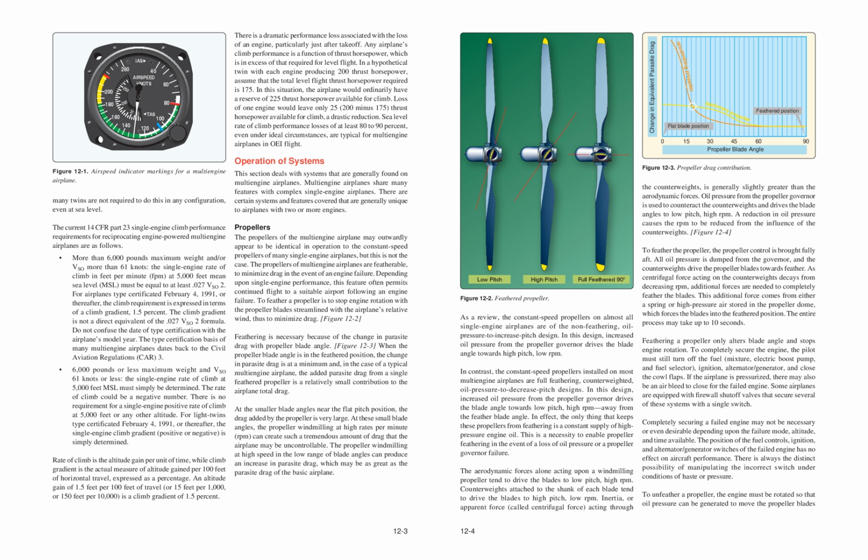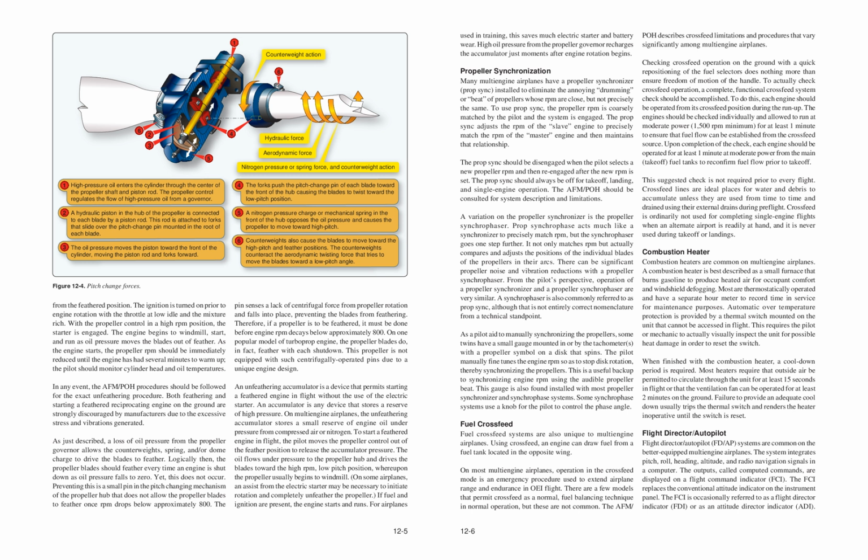Counterweights attached to the shank of each blade tend to drive the blades to high pitch, low RPM. Inertia, or apparent force, called centrifugal force. Counterweight action. Hydraulic force. Aerodynamic force. Nitrogen pressure or spring force, and counterweight action. The forks push the pitch change pin of each blade toward the front of the hub, causing the blades to twist toward the low pitch position.